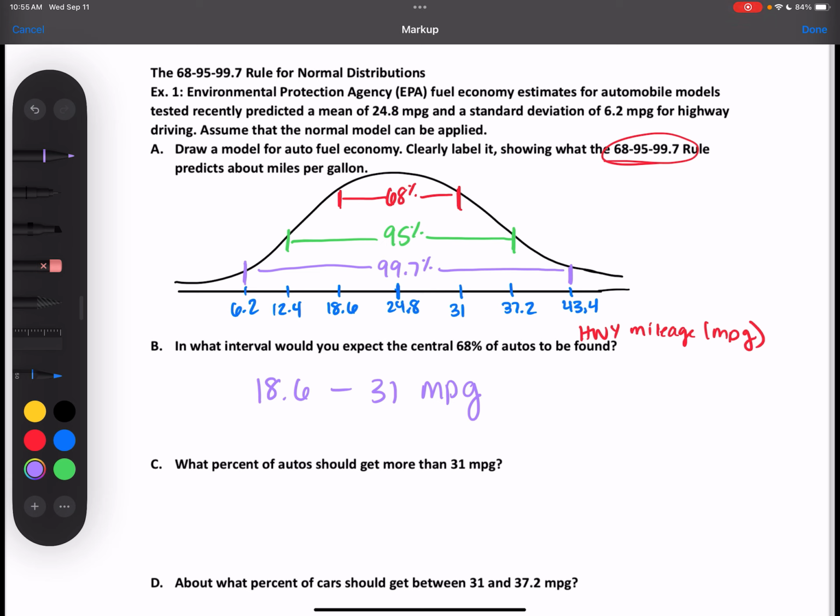What percent of autos should get more than 31 miles per gallon? Maybe both of them, the 95 and the 99.7. Well, it would be the total percentage that's out here, out of 100. So would it be like subtracting? But I can't just subtract 68 from 100, because out here I still have stuff that's not being accounted for.